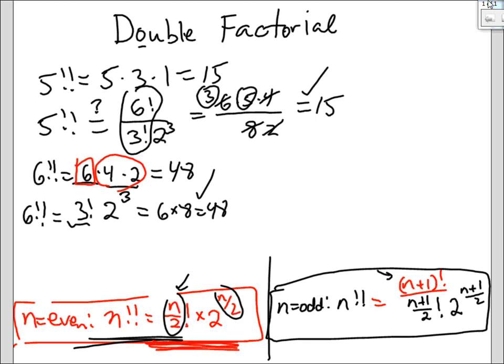So there's a nice way of expressing n double factorial in terms of single factorial, either when n is even or n is odd. And that's basically it for this video.